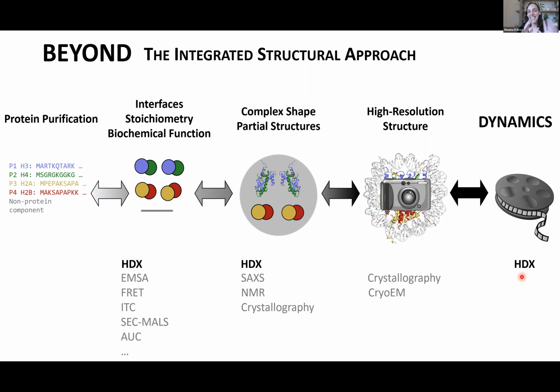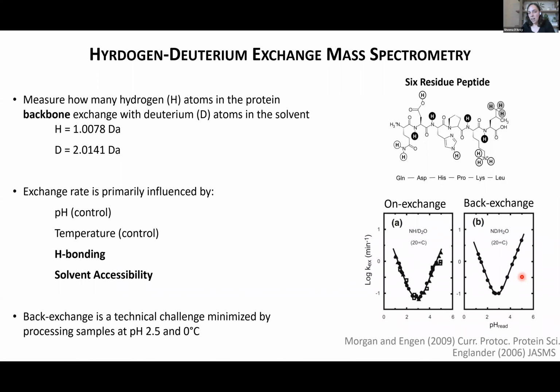So now that I've sung the praises of HDX, I should probably tell you all what it is. In my lab, we do hydrogen-deuterium exchange coupled to mass spectrometry, and this is probably the most common type of HDX that's performed today. It measures how many hydrogen atoms in the protein backbone exchange with deuterium, and the deuterium is in the solvent. So you replace the water in your buffers with deuterium.